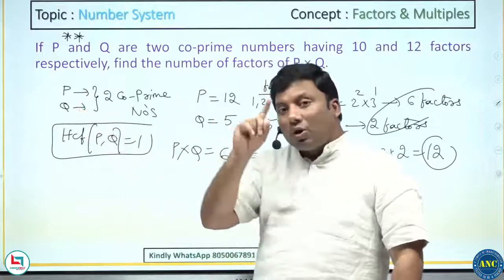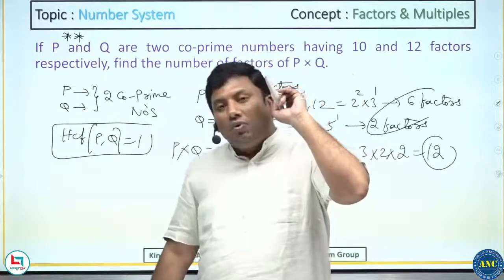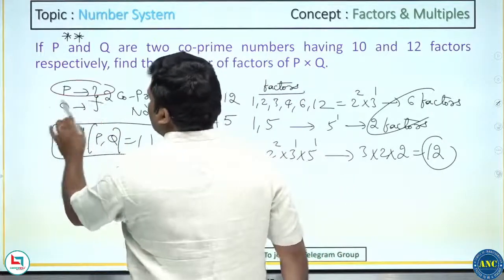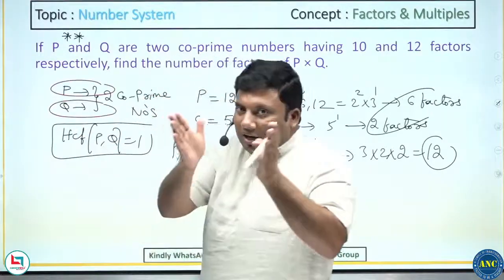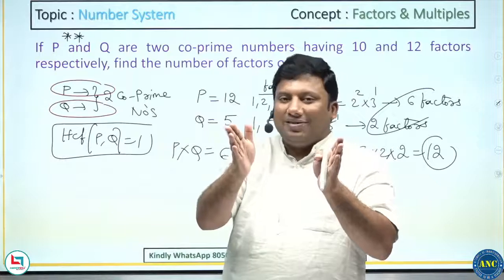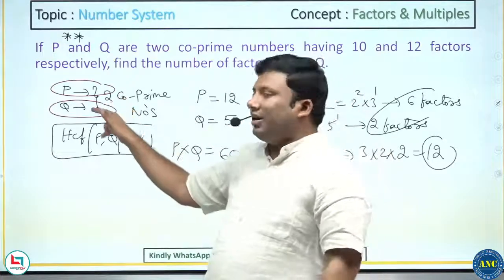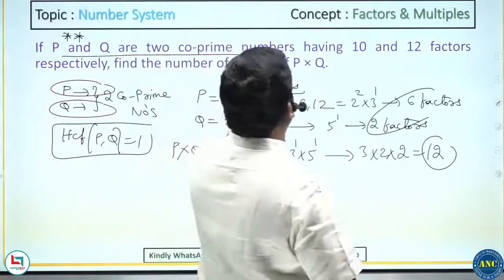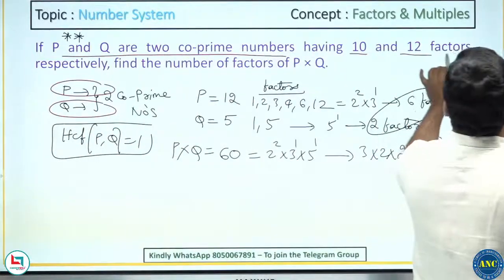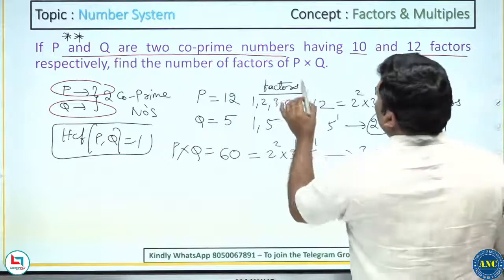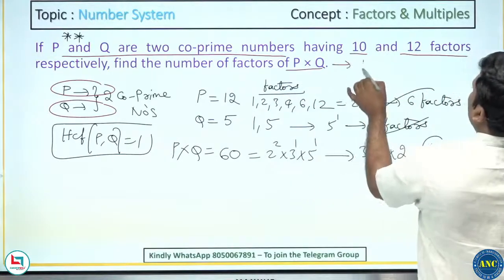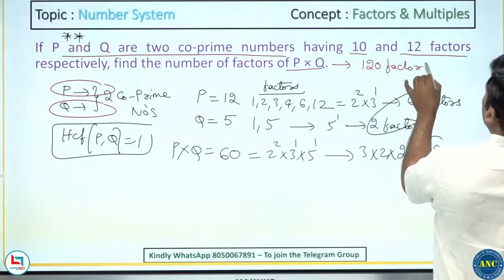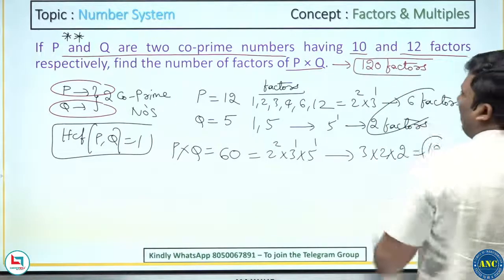These two numbers are co-primes. Co-primes have only one factor in common, that is 1. If this has x factors and this has y factors, none of the factors is common. So when you multiply, obviously it will become x into y. So if there are two co-prime numbers, one has 12 factors and another has 10 factors, the number of factors will be 10 into 12. Answer will be 120 factors.